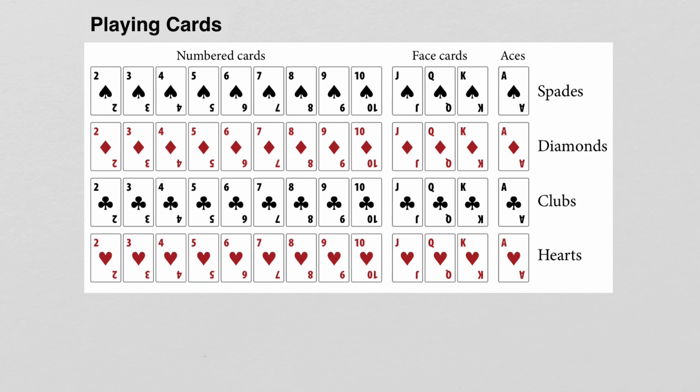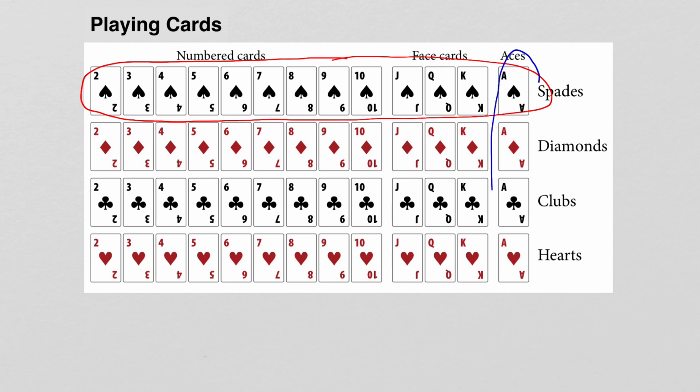For example, we could talk about the set of spades, right? So the set of spades would be all of the cards that are spades. And so this would be the set of spades. And then we could talk about the set of aces, let's say. Here's all the aces, right? There are 4 aces in a deck of cards.